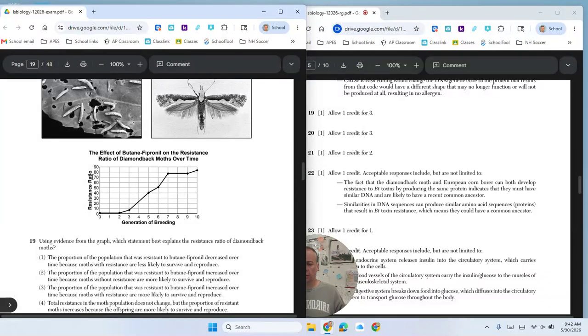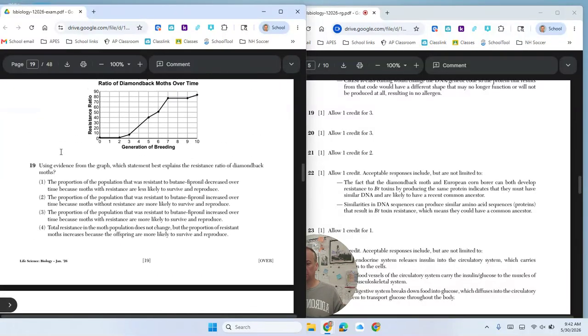We know from what we've learned that some insects or other organisms can have variations which make them resistant to different pesticides. So we look at this graph before we even look at the question. In the first few generations, there's very little resistance to this pesticide, butane fipronil. But then as the generations go on, the percent of resistant individuals increases drastically. By 10 generations, it's up over 80%. So that's the overall picture of the beginning of this cluster.